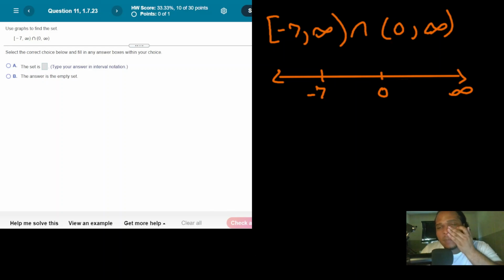So, let's go ahead and start shading. So we have negative 7 to infinity. That's going to have a bracket, and it's going to go all the way to infinity, just like that. And we also have 0 to infinity. Let's put that as lime. It's going to have a parentheses, and it's also going to be going all the way over here to the right. So we're dealing with union, which stands for and.